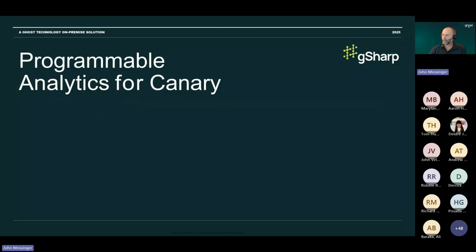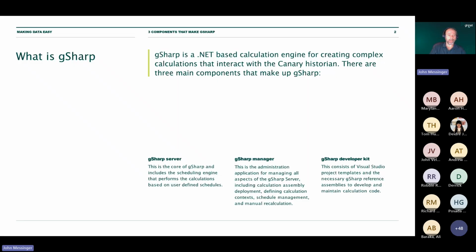Okay, so gSharp is a programmable analytics product and package. It is a .NET-based engine for creating complex calculations. So effectively, what you do is you're writing your own coded applications, but these applications are very specific to interacting with your data, consuming that data, performing specific calculations, writing results back into the Canary historian.